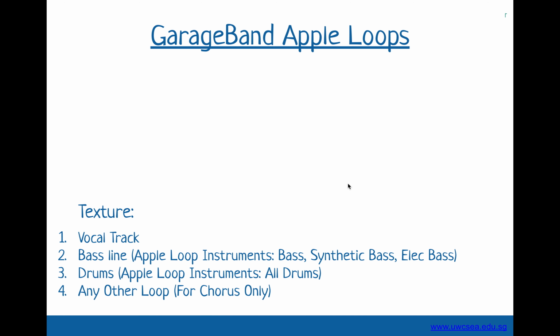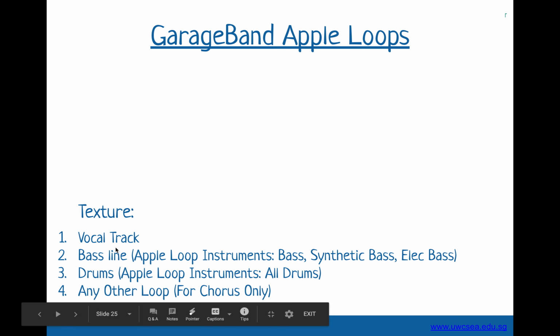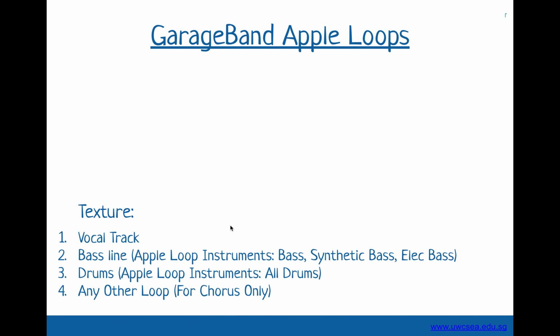Okay, so for this video, I'm going to explain to you how to use Apple Loops, and you're going to create a track for your backing track for your rap song. There's going to be 4 different tracks: the vocal track, bass line track, drum track, and there's going to be another one that you use for the chorus only.